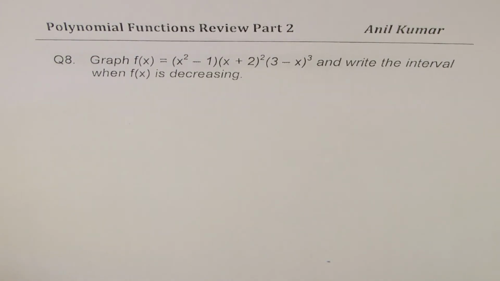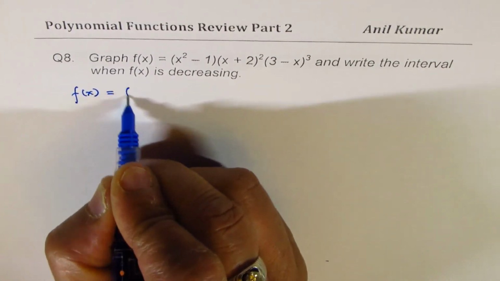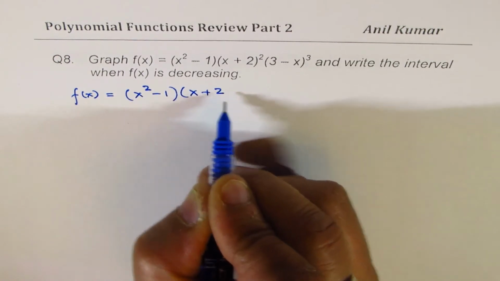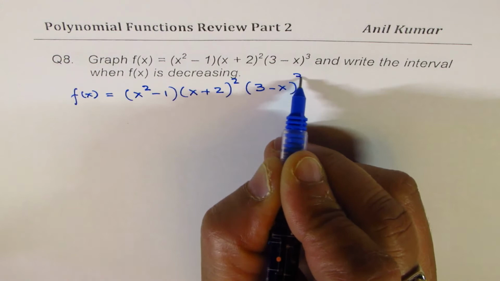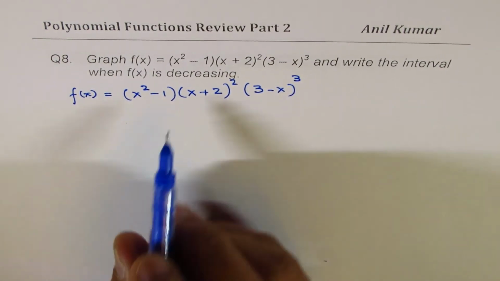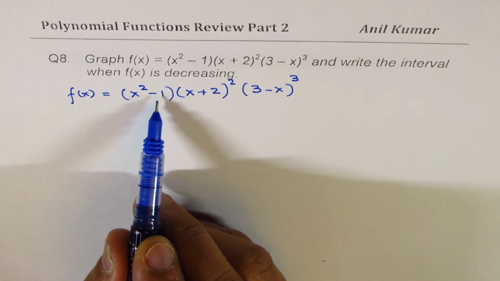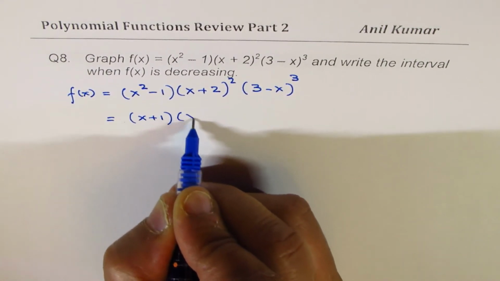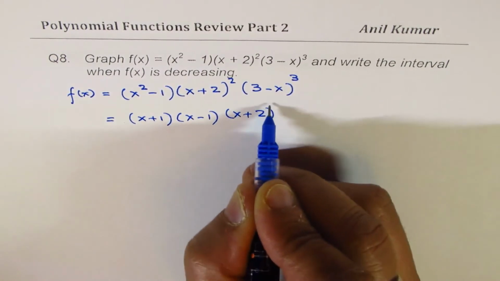Here is question number 8. Graph the function f of x equals x squared minus 1, times x plus 2 whole squared, times 3 minus x whole cubed. Now it is important to factor it completely and arrange it properly before we graph. You will notice that x squared minus 1 can be factored. So let me do that. We get x plus 1 times x minus 1. And then we have x plus 2 whole squared.